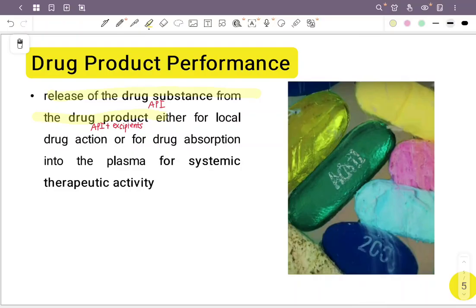Now, for our drug to proceed to ADME, it needs to be released from its dosage form. So, it is important to ensure that we meet the expected drug product performance so that our ADME process will be initiated, ultimately towards our desired therapeutic effect. That is how it relates to drug product performance.